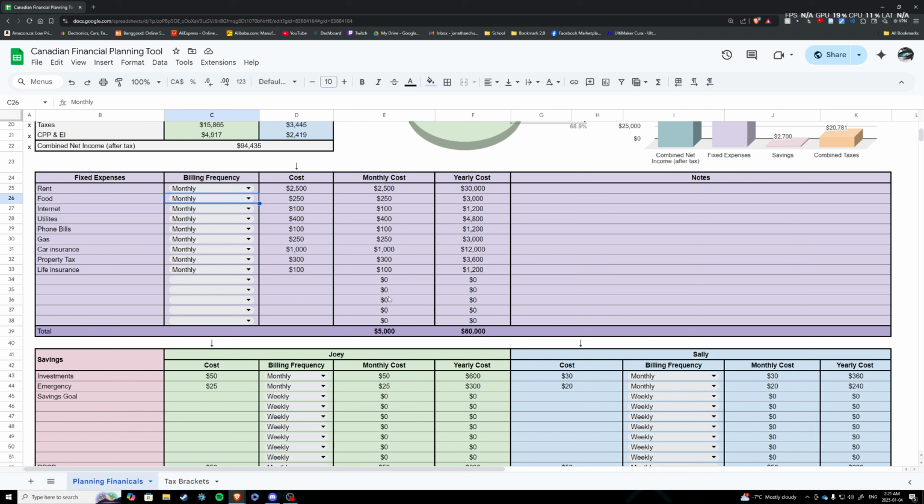Then we have the summation of our monthly costs. So Joey and Sally need to make a minimum $5,000 monthly, and yearly they need to make a minimum $60K.